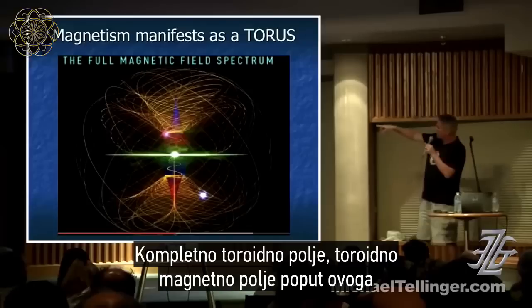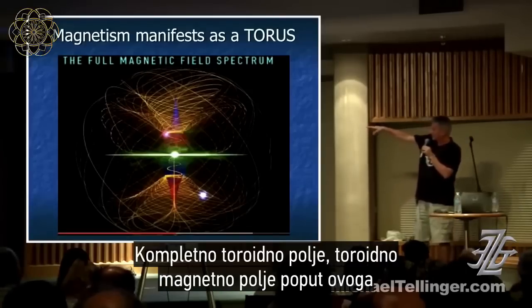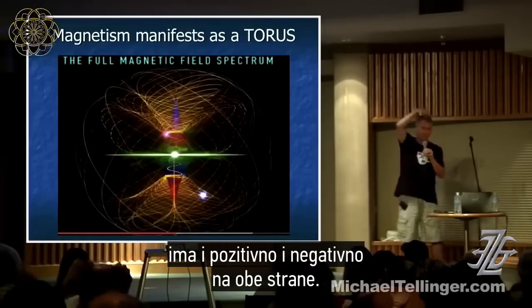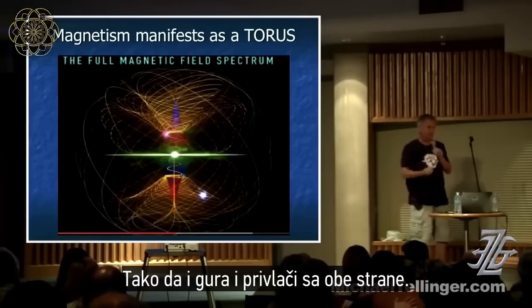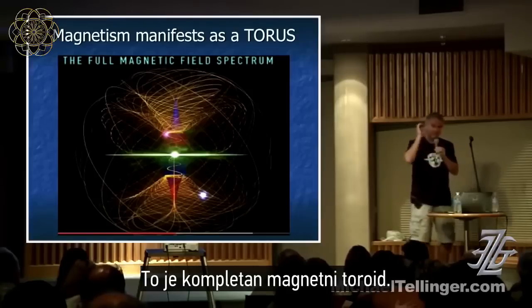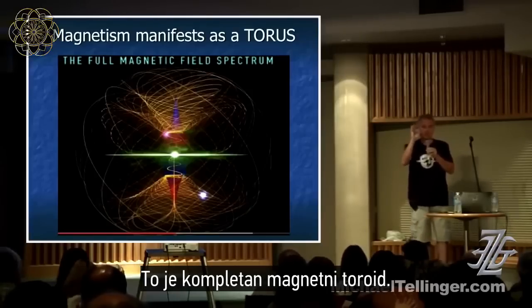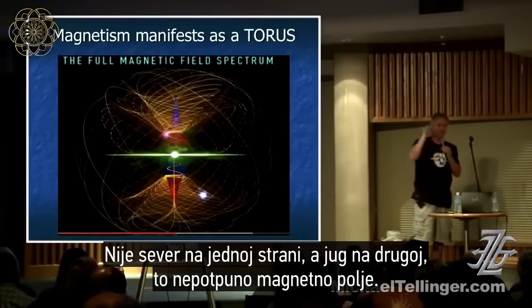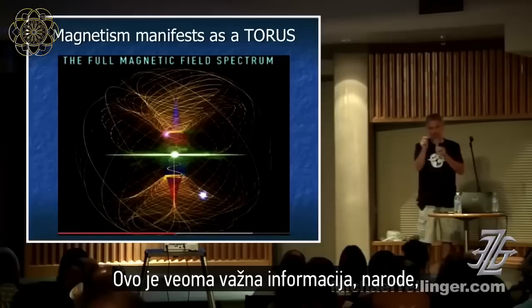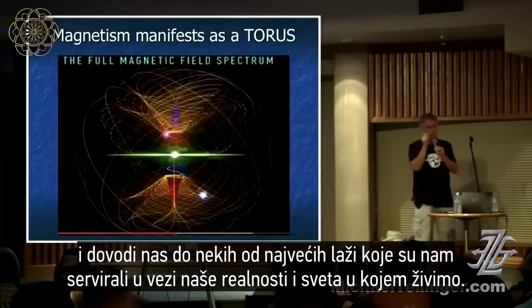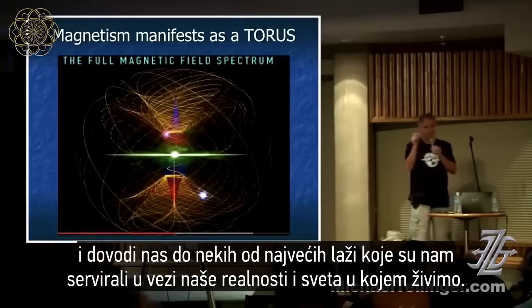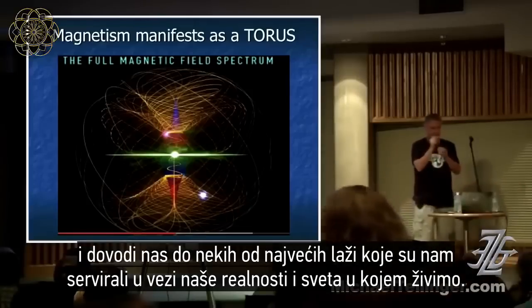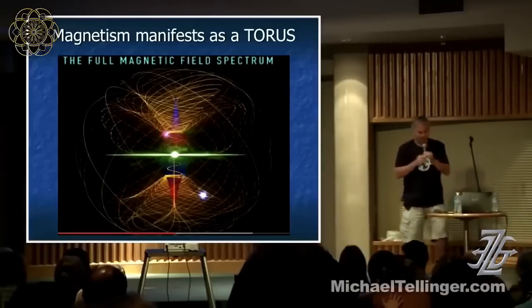It's centripetal forces that work against each other and oppose each other. And the complete toroidal field, like the toroidal magnetic field like this, has both positive and negative on both sides. So it both pushes and pulls from both sides. That's a complete magnetic toroid. It's not north on the one and south on the other. That's an incomplete magnetic field. This is very important information, people, and this connects us to some of the biggest lies we've been told about our reality and the world that we live in.